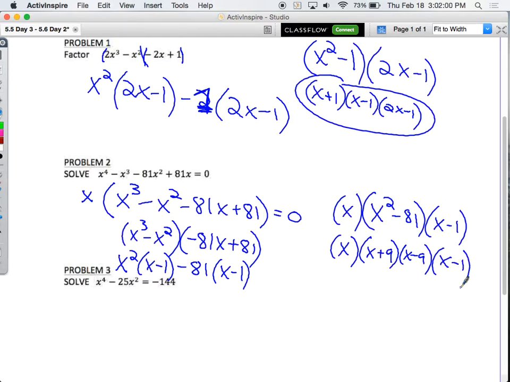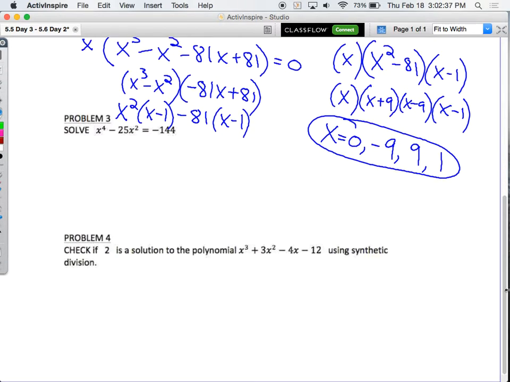At this point, we are fully factored. However, the problem doesn't just say factor it. It says solve it. So now we must set each factor equal to 0. Our ending answer, we will get x equals 0, -9, +9, and 1. Those are where we would cross the x-axis. Setting each one of these equal to 0 and solving, we would get 0, -9, 9, and +1.